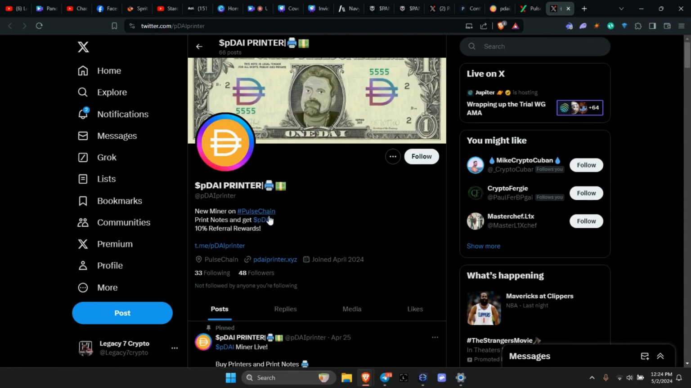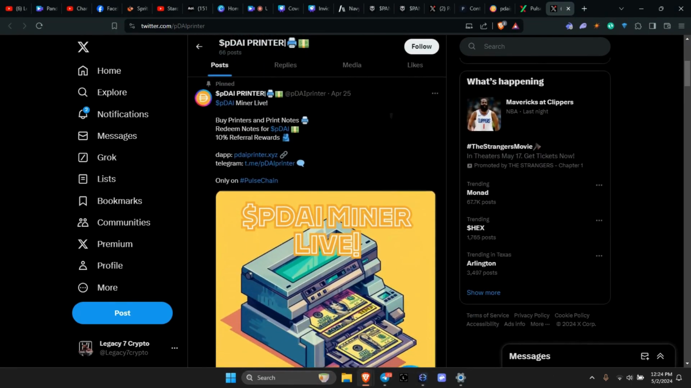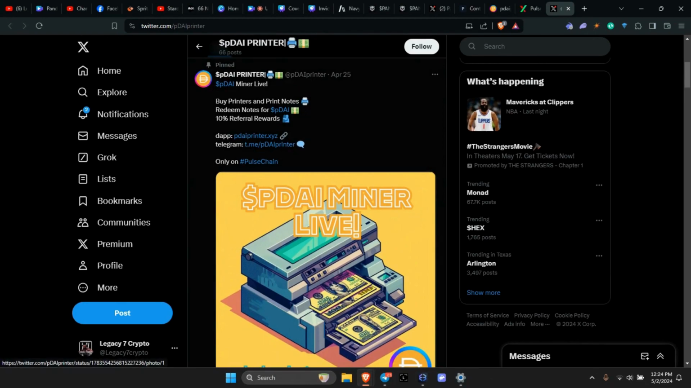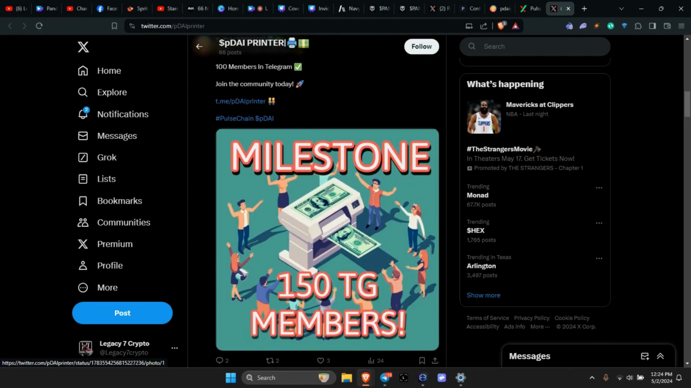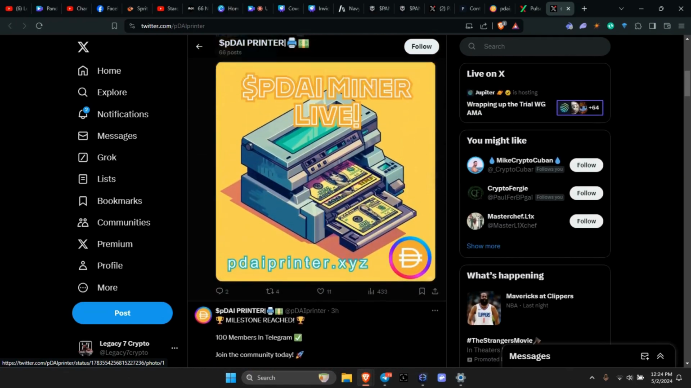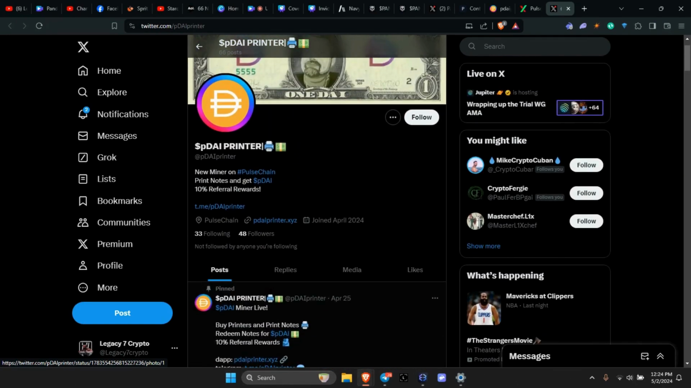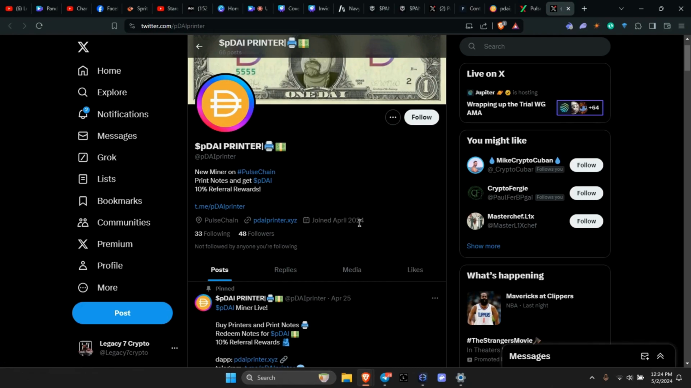The new miner on PulseChain prints notes and gets pDai, with 10% referral rewards. And like it says here, buy the printers and print notes, redeem the notes for pDai, 10% rewards. Then it gives all the links there. They hit a milestone. They have 150 Telegram members. Like I said, this is brand new. When did they activate this? They joined April of 2024. So we're only a couple of days into May. So it's really, really new.